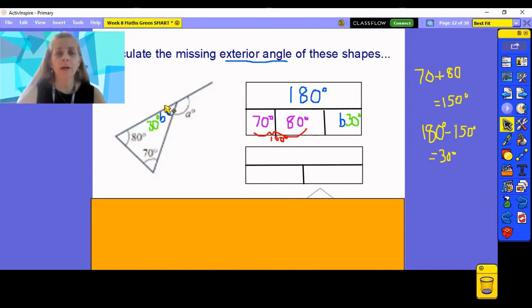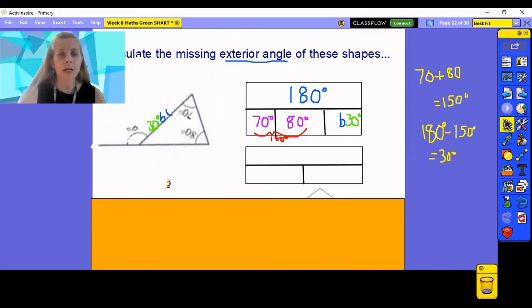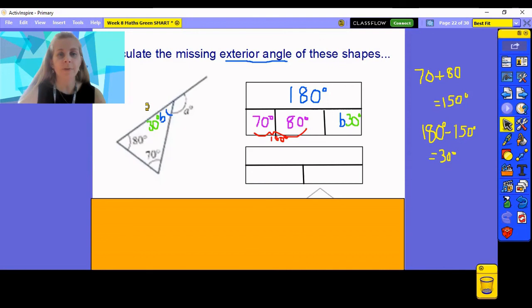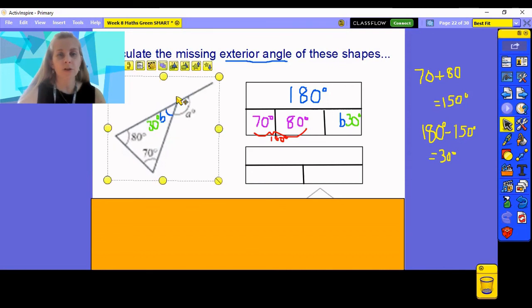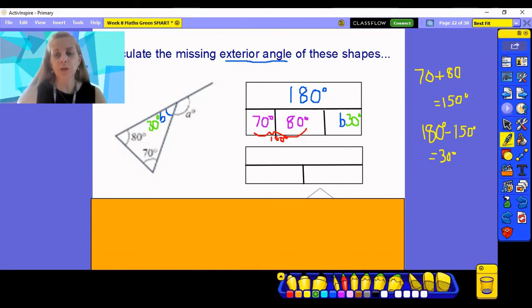So we're now looking along another straight line here. It doesn't matter that the paper's orientated slightly differently. As I've said quite a few times now, you can turn your paper around. You can see that that is a straight line there, even though it looks a little bit different. We know that angles along a straight line equal 180, so we've got our total of 180. We already know what B is because we've just calculated that in our first step, and that was 30 degrees.